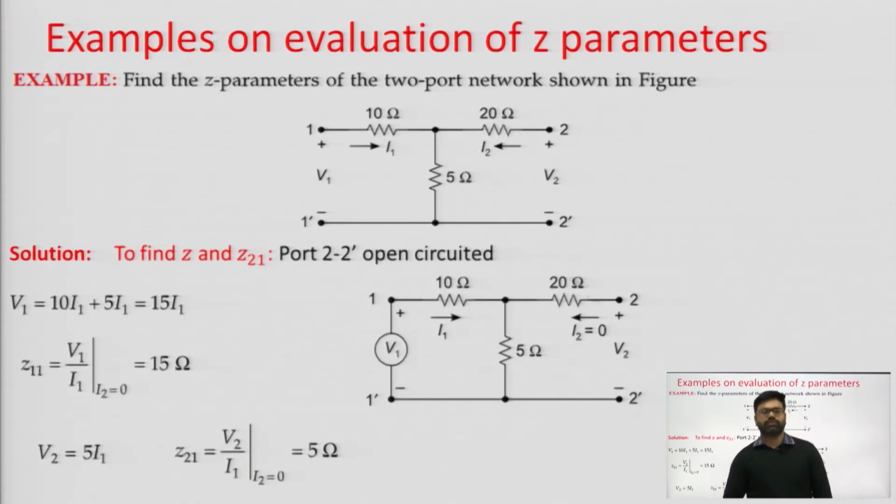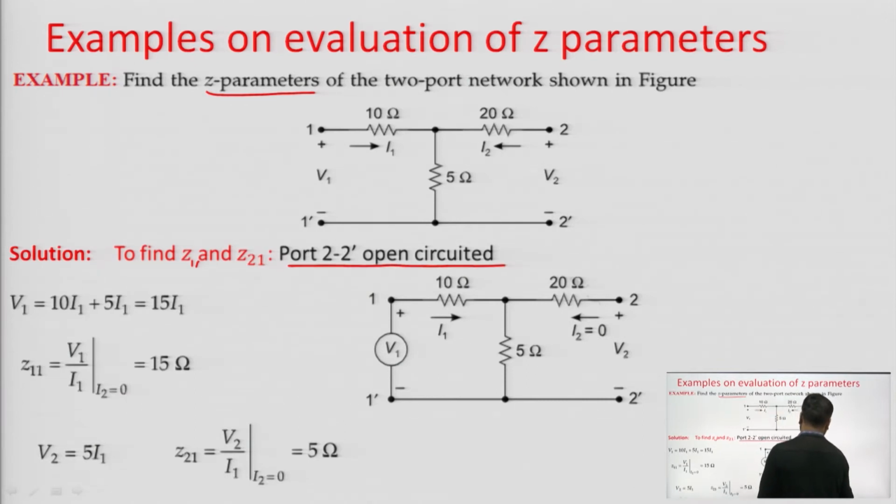Now, we will see some examples on evaluation of Z parameters. So, this is the first example in which we have to find the Z parameters. To find the Z parameters, first of all we will find out Z11 and Z21. So, to find out Z11 and Z21, we will open circuit the second port, so that port 2-2 dash is open circuited.